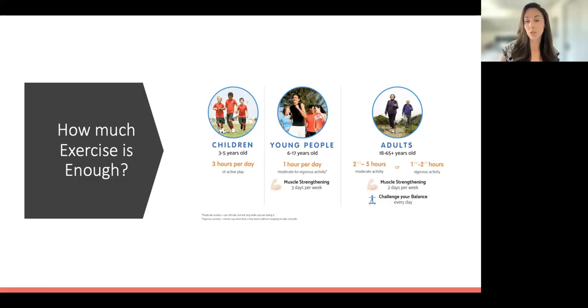And now looking at adults 18 to 65 plus, they recommend 2.5 to 5 hours of moderate activity per week, or 1.25 to 2.5 hours of vigorous activity per week. So let's break this down in a way that's a little easier to understand. First, how do we define moderate and vigorous activity? We'll look into this a little bit more in detail in the next lecture, but for simplicity's sake, you can use the talk test.